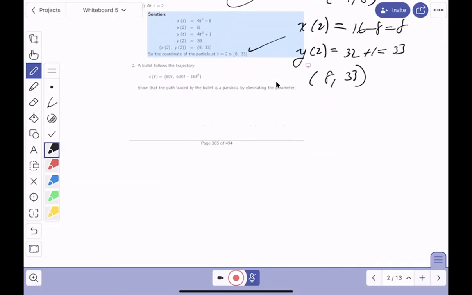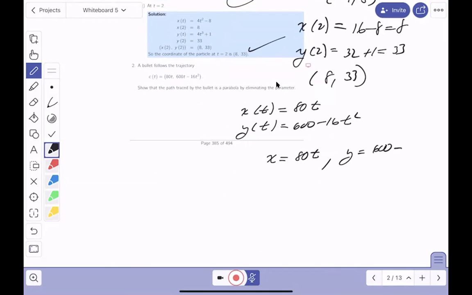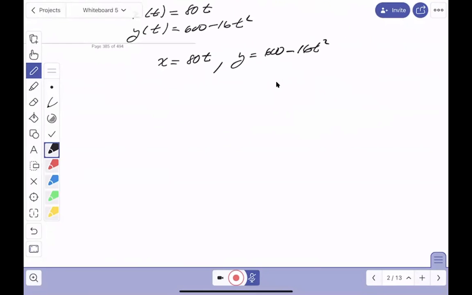Number 2, reading through, it says a bullet follows this trajectory. It says show that the path traced by the bullet is a parabola by eliminating the parameter. So I know that x is a function of t, and that turns out to be 80t, and y is a function of t, and that's 600 minus 16t squared. So I'm going to write down x equals 80t, and y is equal to 600 minus 16t squared.